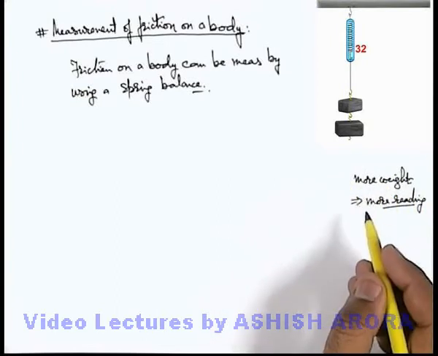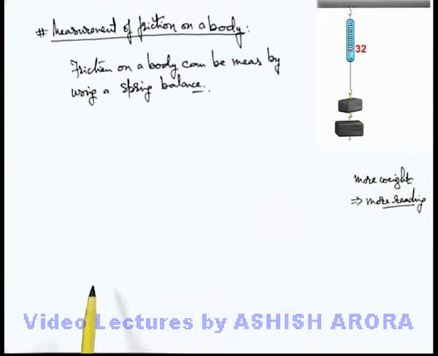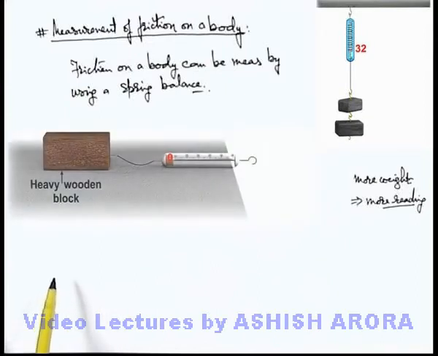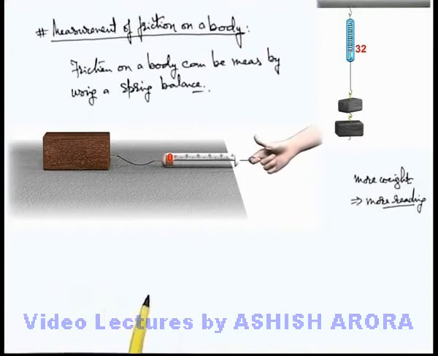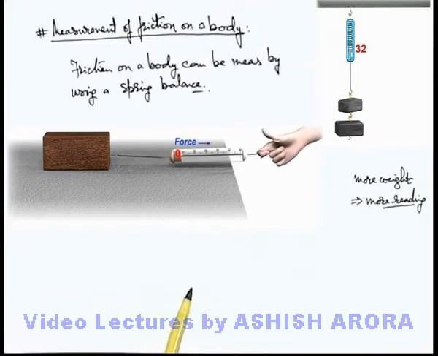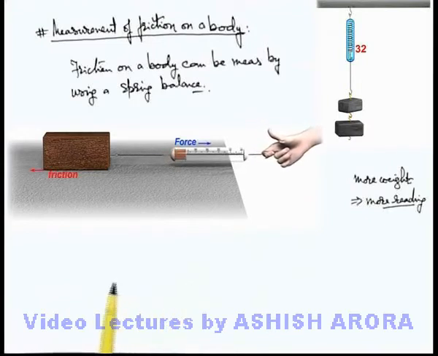Now similar spring balances are used for measurement of friction. Here you can see a realistic situation where a block is placed on a rough surface and it is attached with a string which is connected to a spring balance. Initially, as the string is slack, the spring balance gives 0 reading, and when the brick is pulled by applying an external force on the hook of the spring balance, the spring gets taut and the same force is applied on the brick.